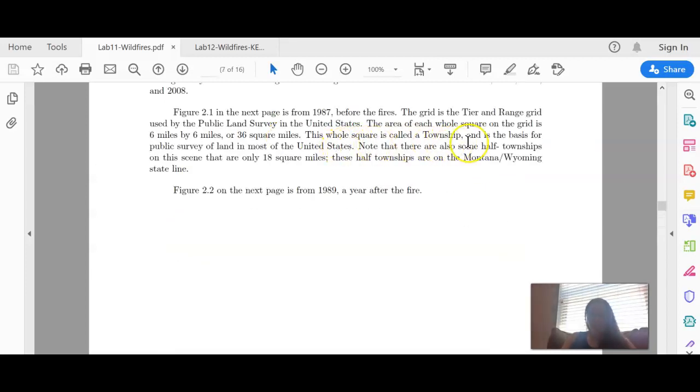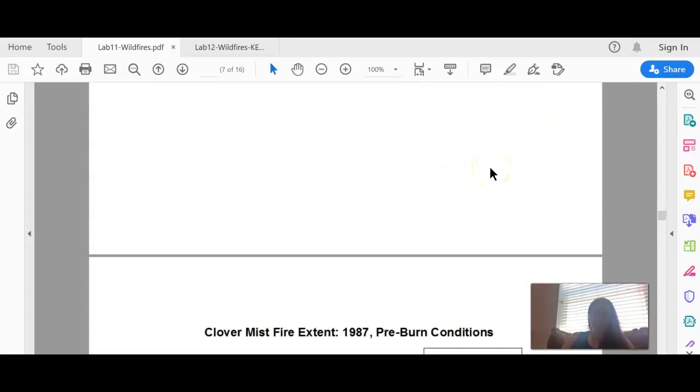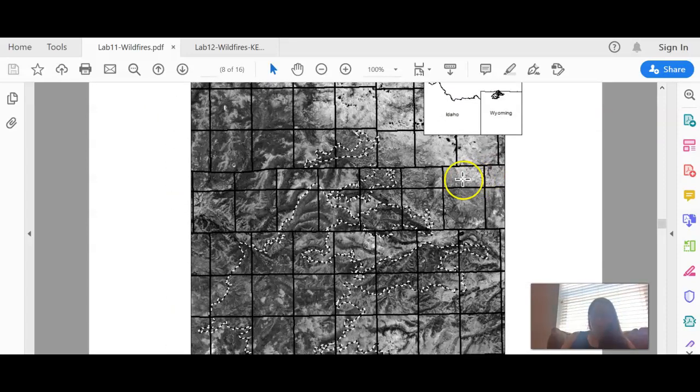Okay, let's see. So this whole square is called a township, as I said, and is the basis for the public survey of land in most of the United States. So here you also should note that there are also some half townships on the scene, and there are only 8 that are going to be only 18 square miles. So these half townships happen in the Montana-Wyoming state line. So as you see here, for example, this is the Montana-Wyoming state line.